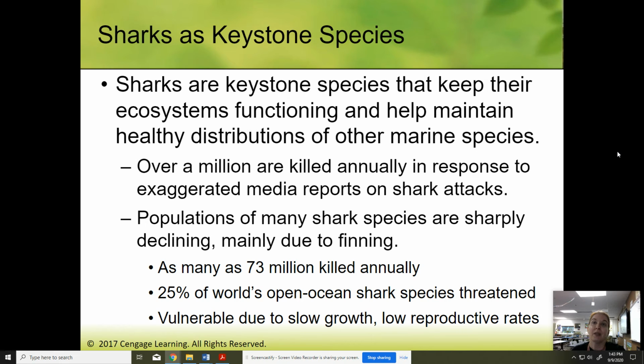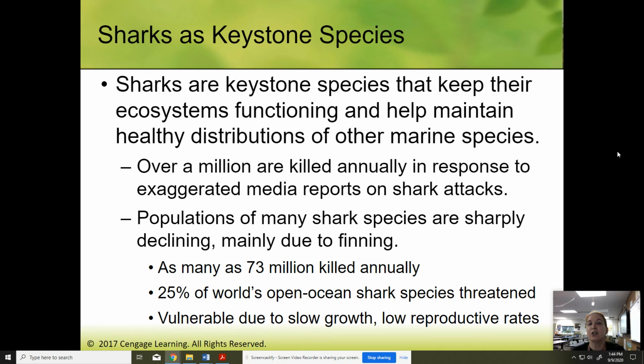Sharks are another one. They are going to keep their ecosystem functioning and help maintain the healthy distribution of other marine species. 1 million sharks are killed annually, both in exaggerated media reports on shark attacks, and then a lot of them are killed also for shark fin soup, which is fairly popular in China. As many as 73 million sharks are killed every year to eat.